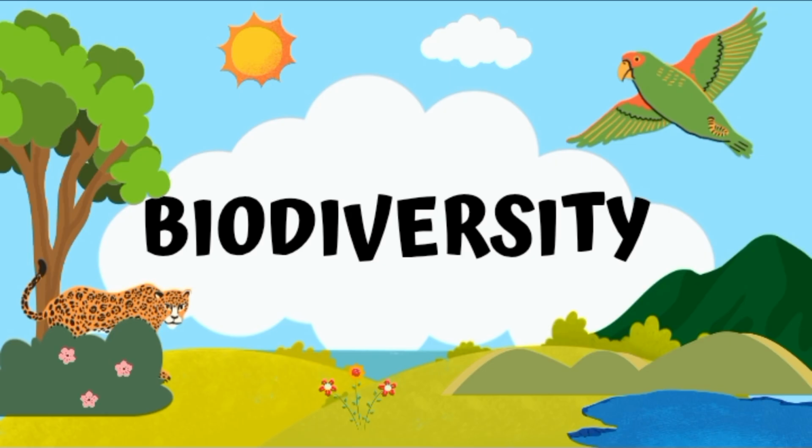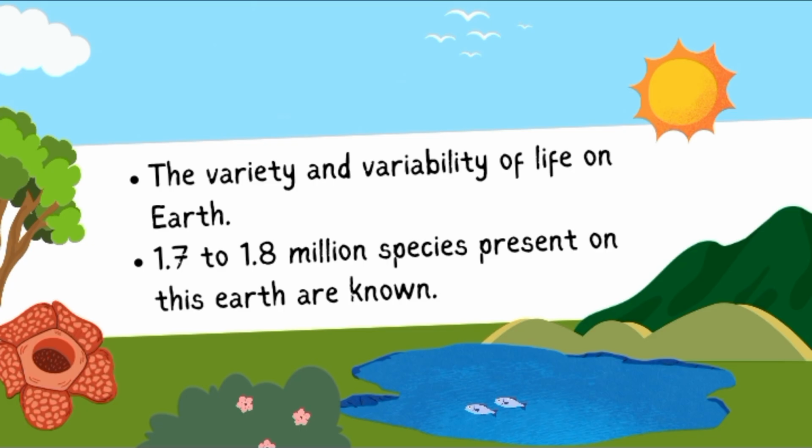So what is meant by biodiversity? Bio means life and diversity means different types or varieties. So biodiversity means the variety and variability of life on earth. And there are about 1.7 to 1.8 million species present on this earth that are known.